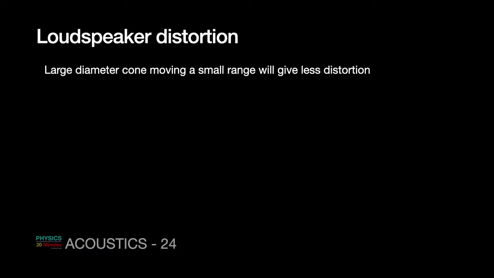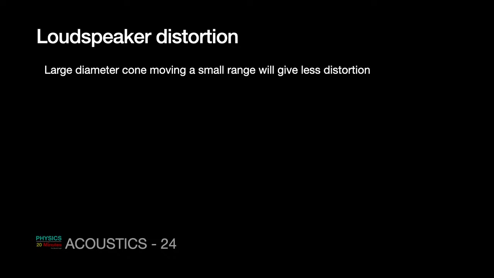Loudspeaker distortion. A loudspeaker can produce a lot of distortion. In fact, if you are a careful observer or listener, you may find a lot of distortion in the loudspeaker depending upon the kind of music you are listening to. A large diameter cone moving a small range will give you less distortion. That's the thumb rule for distortion. Think about the reverse: a small diameter moving a large range will give you more distortion.